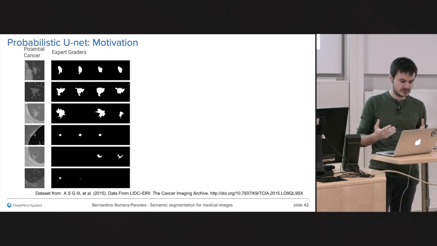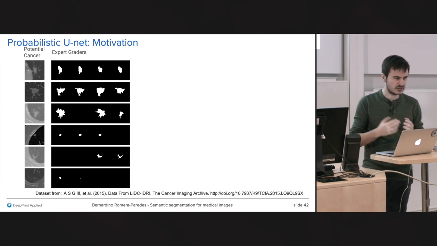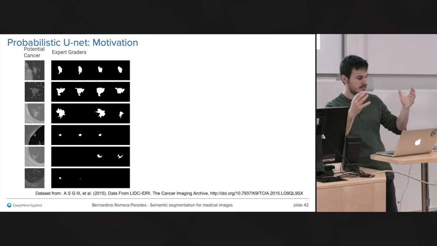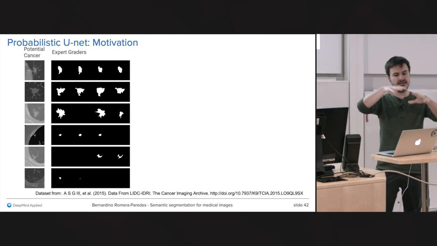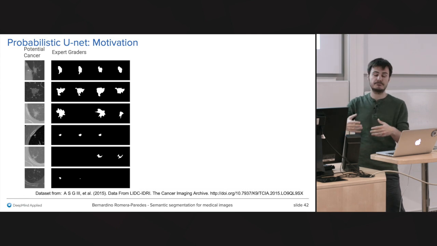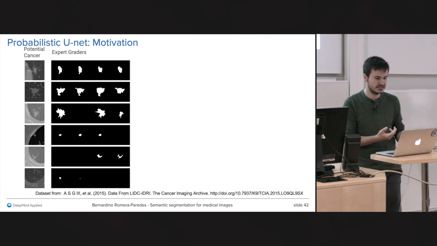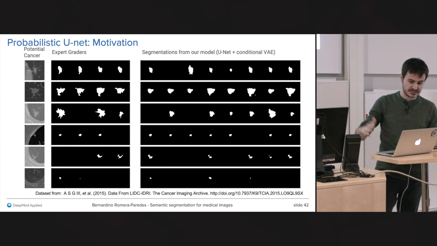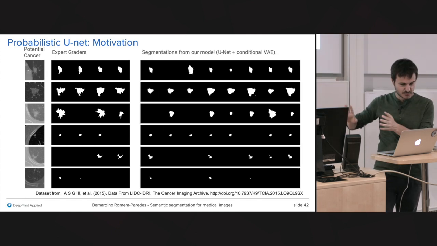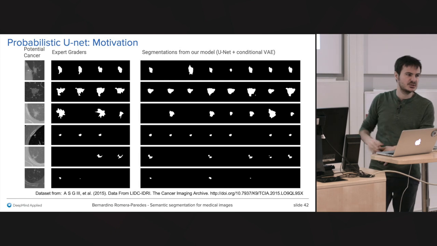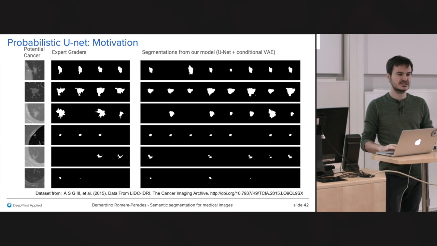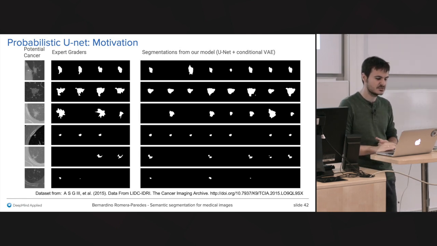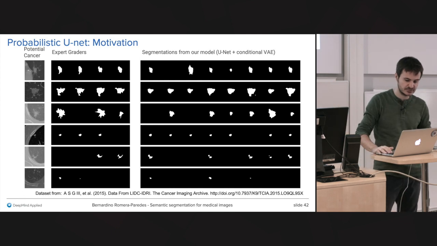But here we want to properly study how to account for this, how to make a model that is able to map from the input image to a distribution of segmentations that are plausible given the input. So this is what we get with the solution that we propose here. Just to give you a brief overview, it is getting the best of the segmentation work, which is the U-Net that I mentioned before, and the probabilistic side, which is where we use this conditional variational autoencoder.